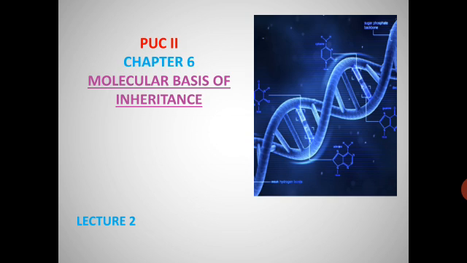In our last class, we had begun chapter 6, Molecular Basis of Inheritance, in which we covered DNA, features of the three-dimensional double helical structure of DNA, and we have studied about packaging of DNA.